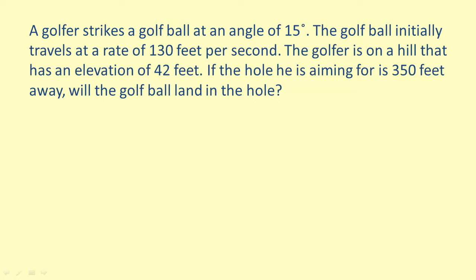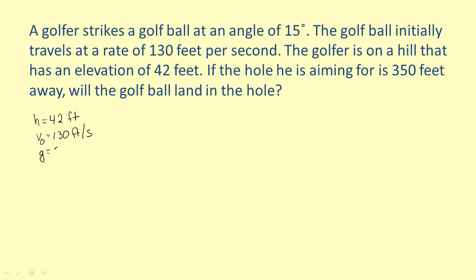In this problem, the golfer is standing on a hill with an elevation of 42 feet. In other words, he is standing at a height of 42 feet above the horizontal. So let's set h equal to 42 feet. We are told the golf ball initially travels at a rate of 130 feet per second, so the ball has an initial velocity of 130 feet per second, and we can set v0 equal to 130 feet per second.